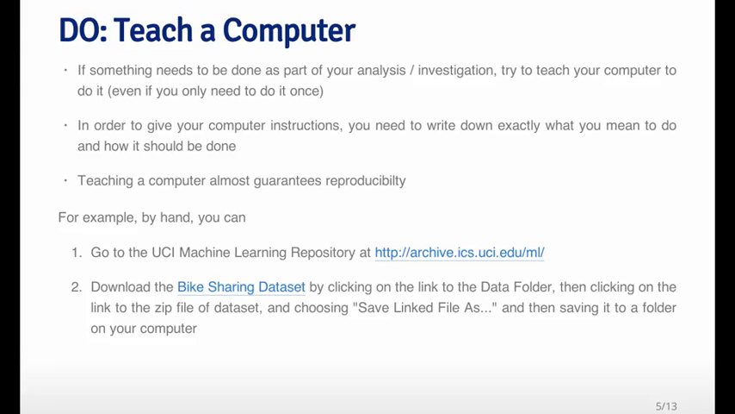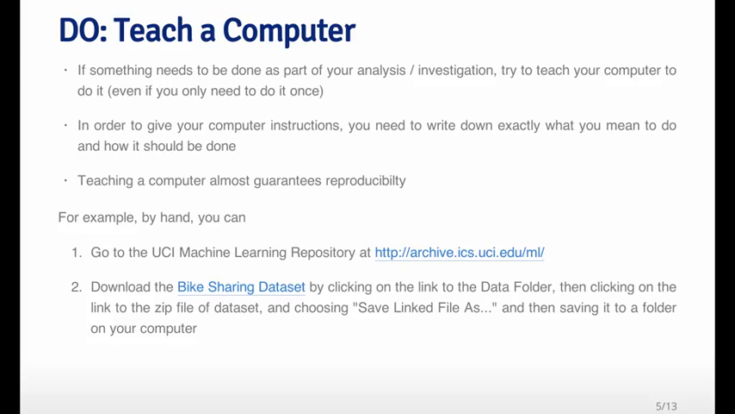As a quick example, something very common that you'll have to do in most projects is download some data, and this data might be available on the web. For example, you might go to the UCI Machine Learning Repository website and then go to the bike sharing data set. You click on the bike sharing data set webpage, click on the data folder, and inside the data folder there's a link to the zip file which contains the data set.